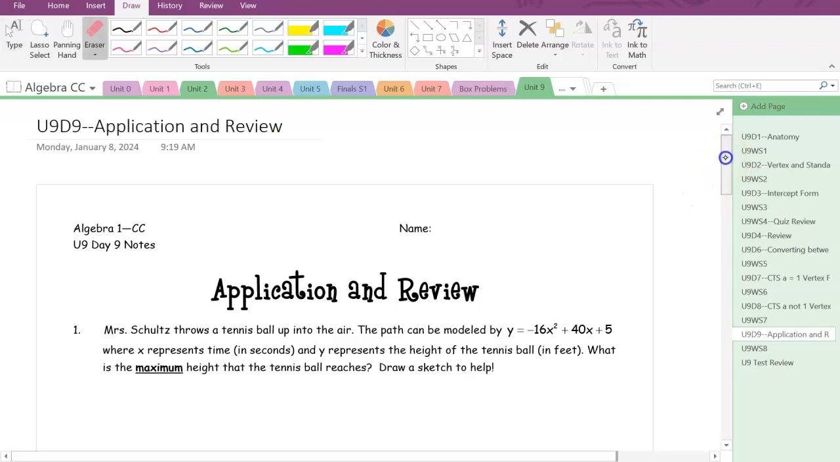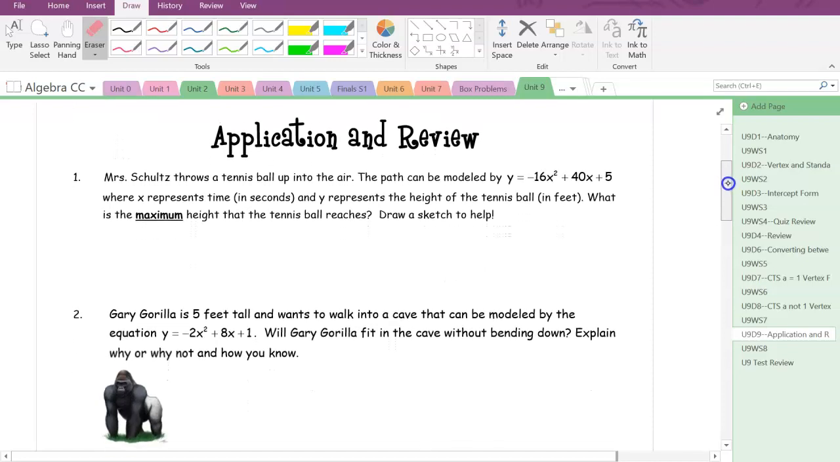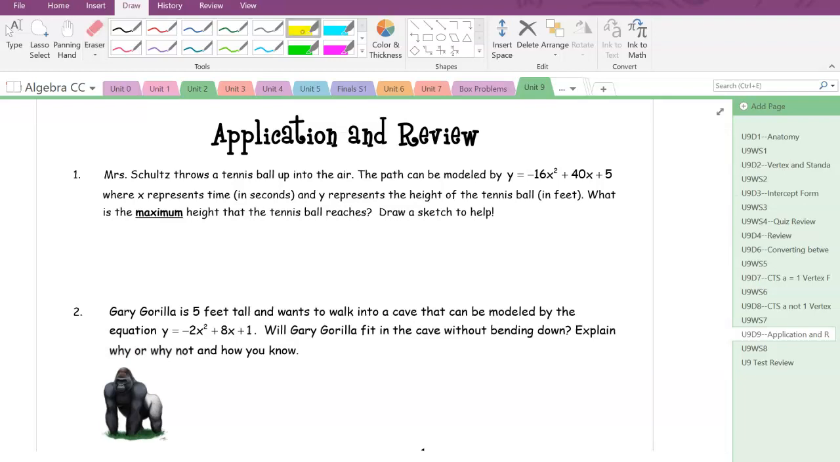So to start off, we're going to talk about Mrs. Schultz, one of our algebra teachers. She is throwing a tennis ball up into the air. The path can be modeled by this equation, where x represents time in seconds and y represents the height of the tennis ball in feet. What is the maximum height that the tennis ball reaches? Draw a sketch to help.